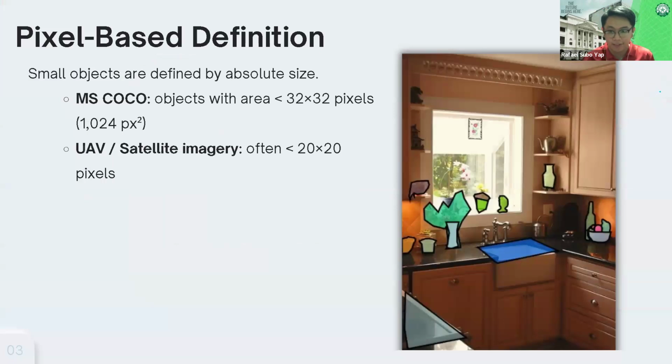Now we start with the definitions. When we talk about small objects in computer vision, we're not just speaking subjectively. Benchmark datasets like MS COCO actually define small objects with areas less than 32 by 32 pixels, or just over 1,000 pixels in total. And in more specialized domains like UAV or satellite imagery, their datasets often classify small objects as objects with less than 20 by 20 pixels.